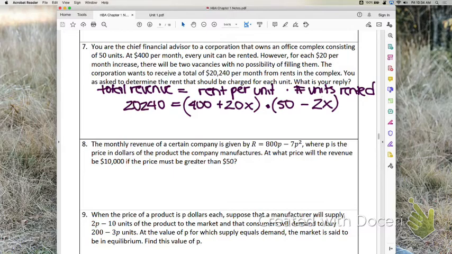Okay, we could FOIL this out. This is bigger numbers, so you would definitely need a calculator for this. 400 times 50, I think, is 20,000. Minus 800x plus 1,000x minus 40x squared. Anytime I have a quadratic, I move everything to the left to factor. So I'm going to take that negative 40x squared and move it to the left by adding it.